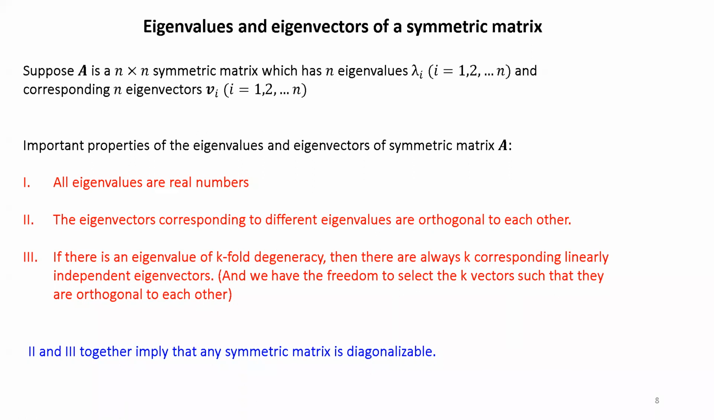Again, if you go back to the last part of the chapter, you might still remember that this is not always the case for any matrix. I gave you an example where repeated eigenvalues sometimes really give you just one vector. But here, if you have a symmetric matrix, then it is guaranteed that you can find the k corresponding linearly independent eigenvectors.